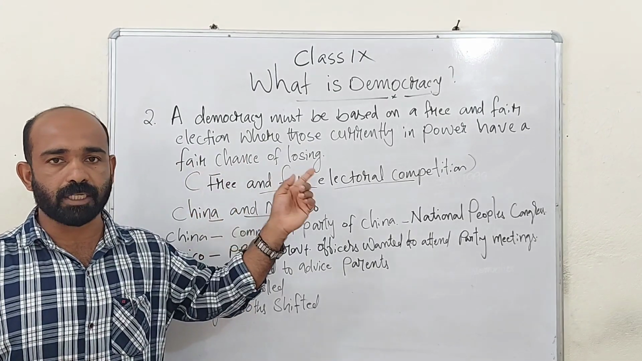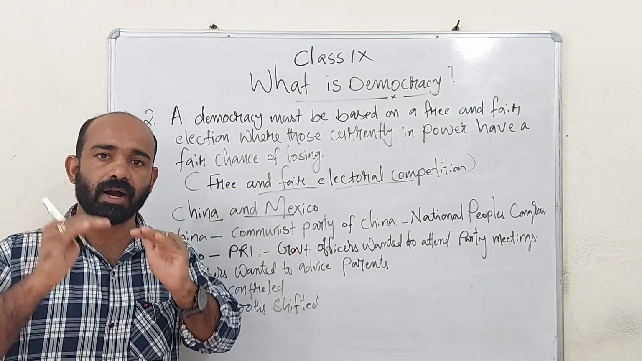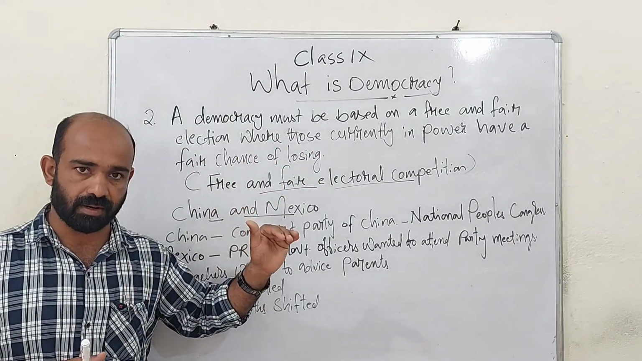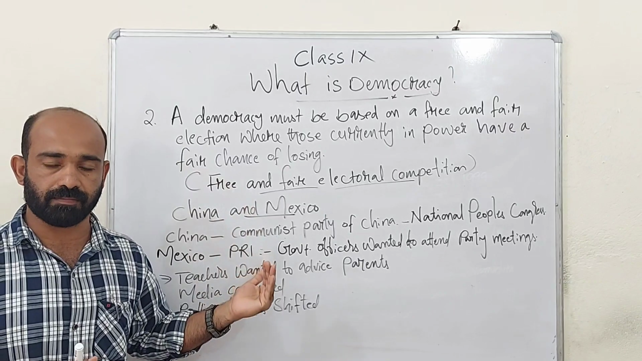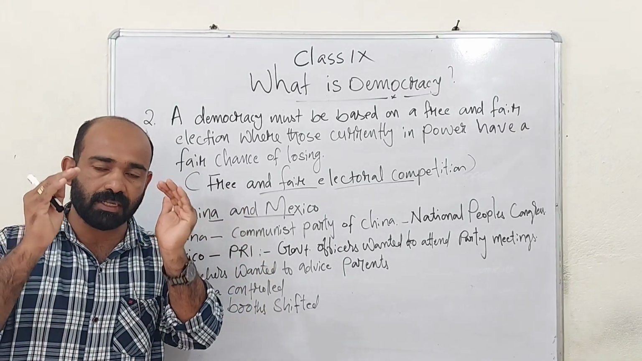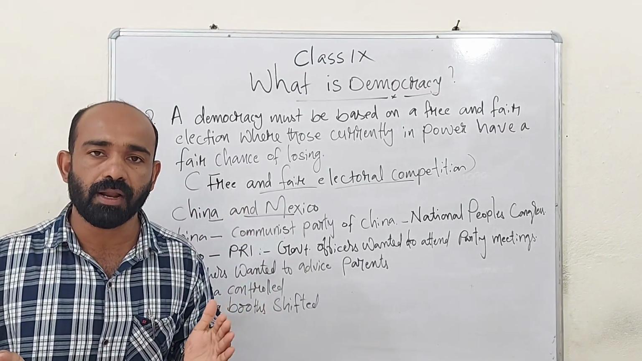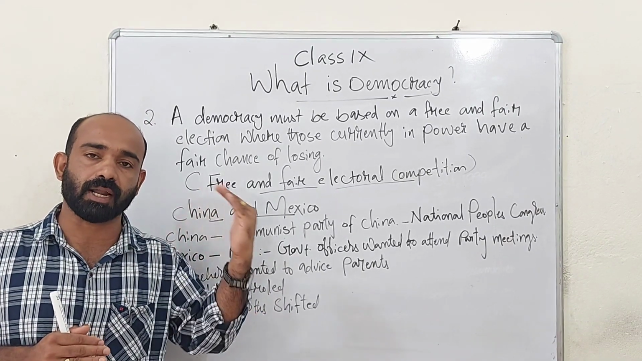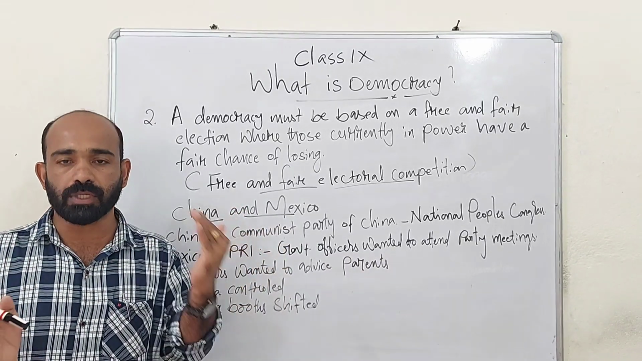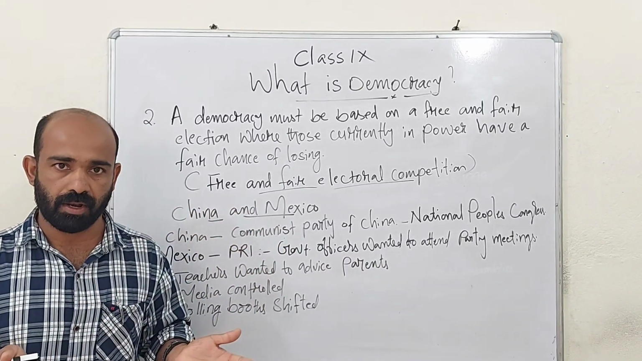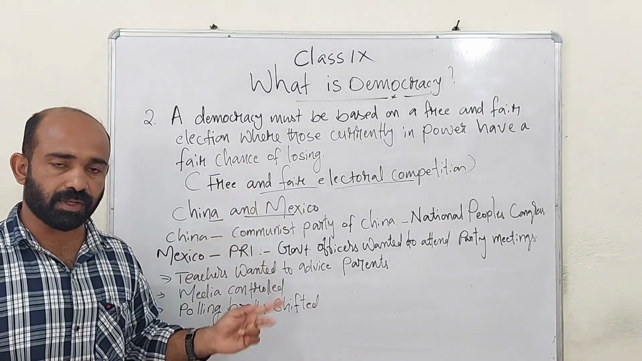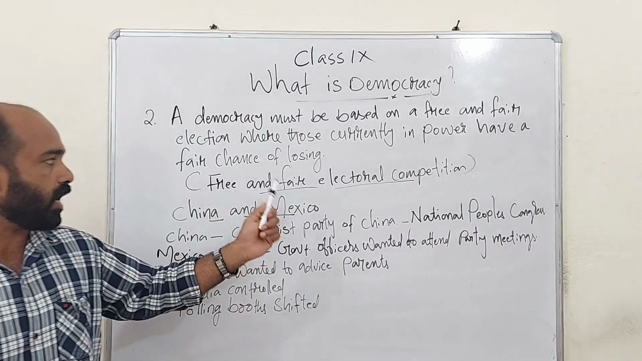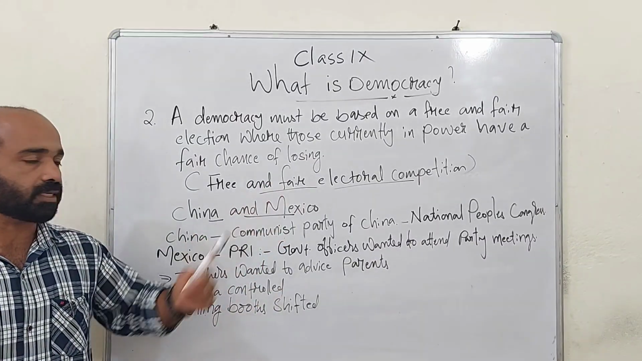A democracy must be based on a free and fair election where those currently in power have a fair chance of losing. If the elected representatives are not doing well for the people, people can choose another set of rulers. So those currently in power have a fair chance of losing their power if they are not doing well. Let's see two examples whether this is happening in all democratic countries or not. The case of China and Mexico, free and fair electoral competition.